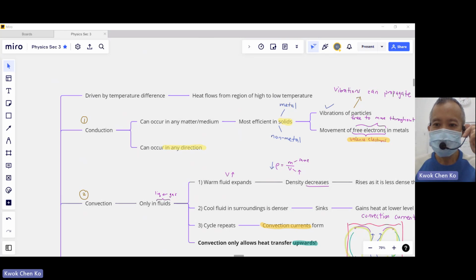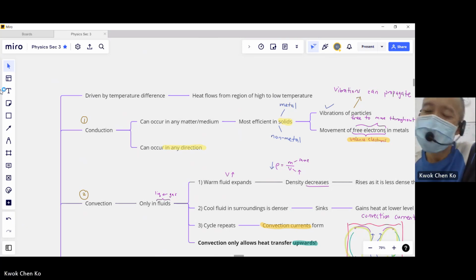But anyway, this is primary school stuff, right? High to low temperature. You have almost forgotten. Try not to. Okay, next one.